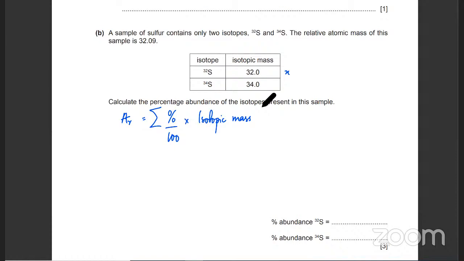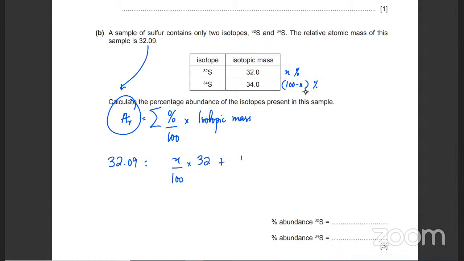So let's say there is X% of sulfur-32. The other one would then be 100 minus X%, and that sulfur is going to be 34. So if this is 40%, this would be 60%. If this is 10%, this would be 90%. If this is X%, this would be 100 minus X%. So all you have to do now is put it in the formula. You already know what the Ar is. That's given as 32.09. So it's X%/100 times 32, plus (100 minus X)%/100 times the other one, which is 34. So you just need to solve this.